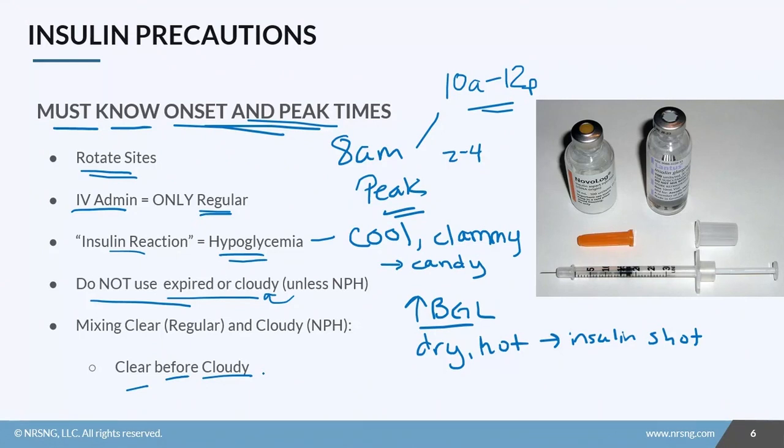There is a fantastic video on insulin within the pharmacology course, so make sure you check that out. He actually explains and goes through an example of how to mix clear and cloudy, so make sure you know how to do that process. It's actually a really common drag and drop ordering question on the NCLEX.